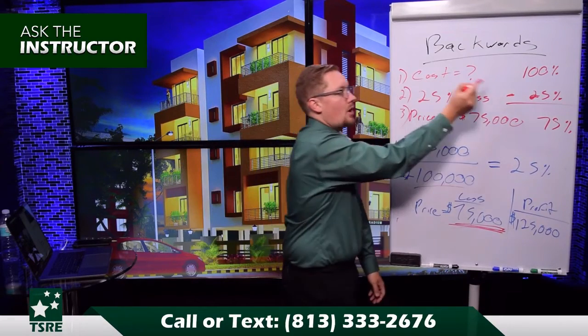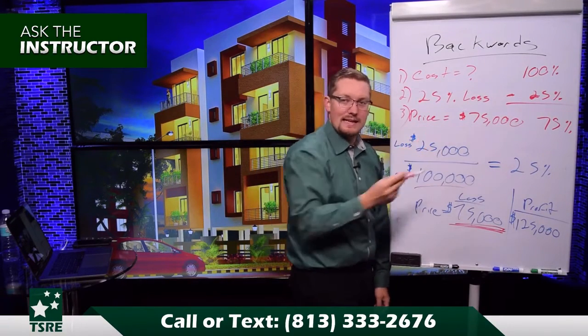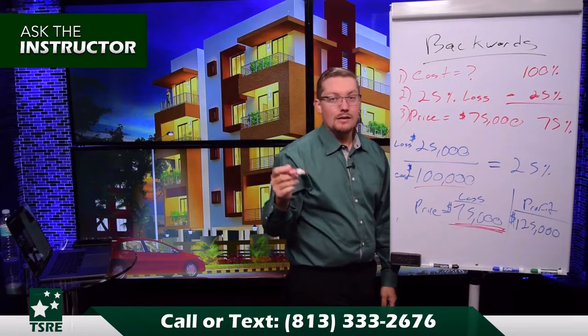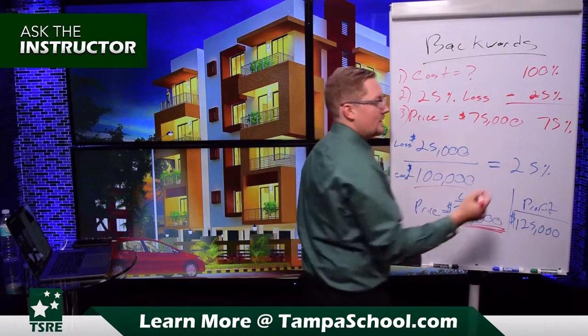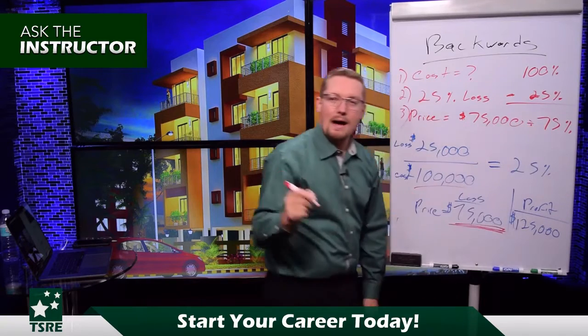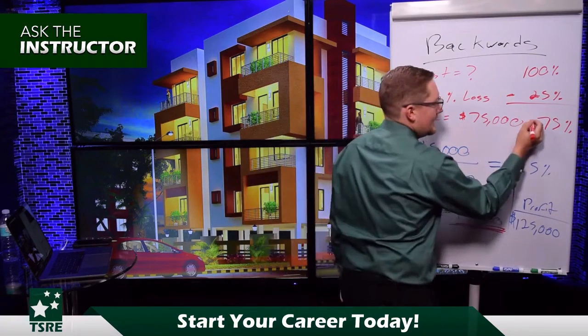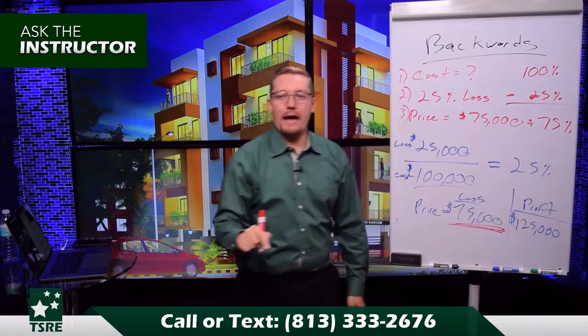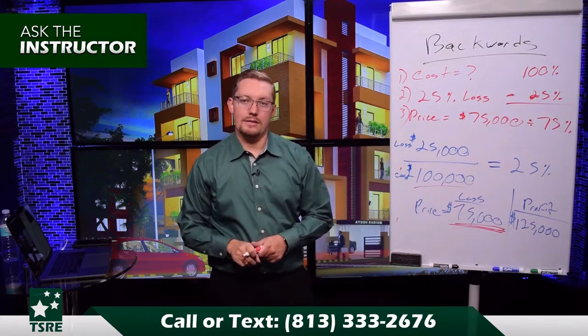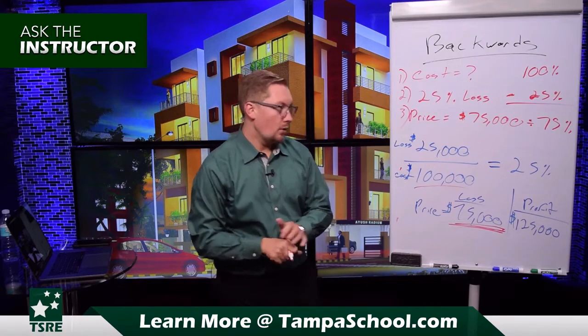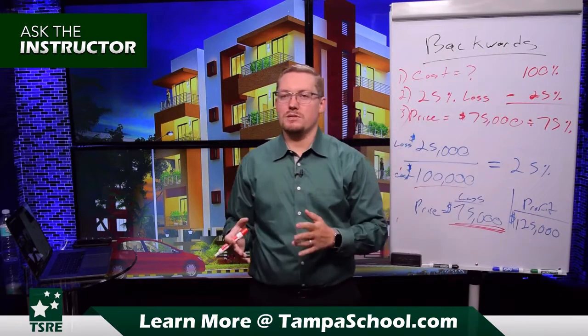And normally we would do cost times 75% to get $75,000. But again, flipping it and reversing it, we could do the $75,000 divided by 75%. And when we do 75,000 divided by 75%, you'll end up with the $100,000. So what you've got to do here is think of it in terms of percentages here.